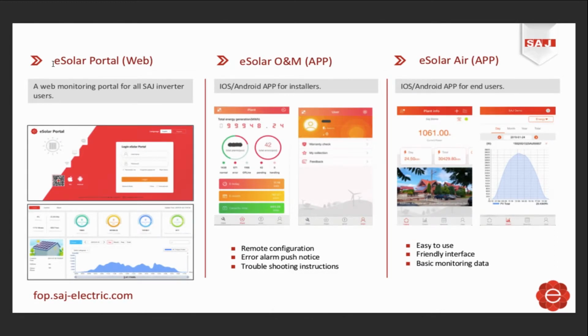There are three parts as I said. So first will be the eSolar portal. This is the web portal. You can access it from all Windows and MacBook by just opening the browser and typing this link into the browser, and you can access this page, and after login you can check your inverters and solar plants in your accounts. And we have two applications.